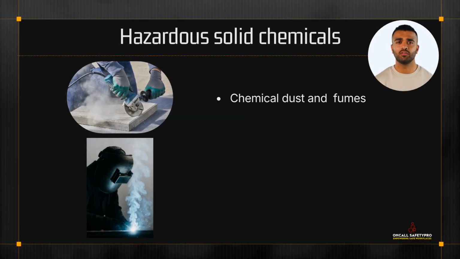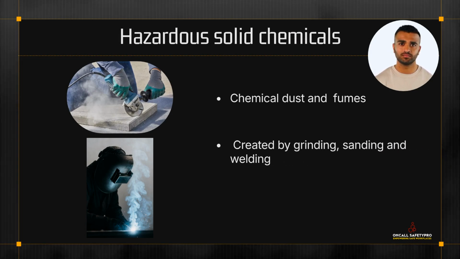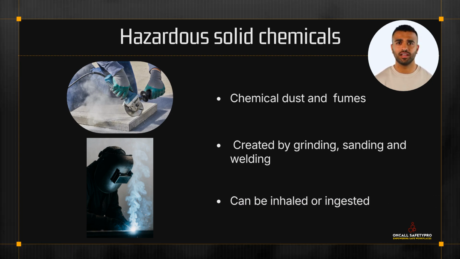Chemical solids in the form of dust powders can become airborne during tasks like grinding and welding. They can be inhaled when released in the air. They can also settle on food or drink and be ingested. Examples of reducing exposure include use of a dust mask, proper ventilation, and keeping food away from the work area.